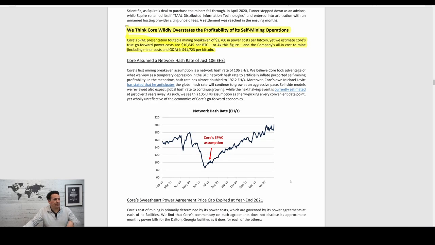This is where we get to the good part. My favorite part, that is. We think Core wildly overstates the profitability of its self-mining operations.